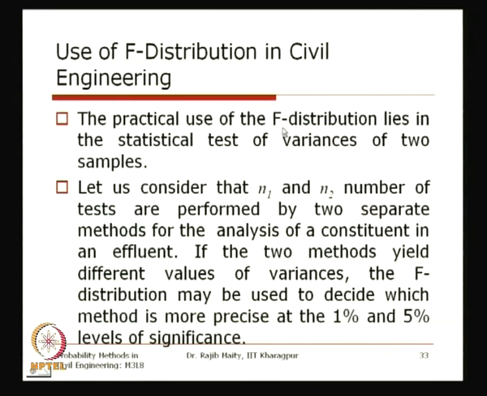The practical use of the F distribution lies in the statistical test of the variance of two samples. Let us consider that N1 and N2 numbers of tests are performed by two separate methods of analysis of a constituent in an effluent. If the two methods yield different values of variance, the F distribution may be used to decide which method is more precise at the 1% or 5% level of significance. This level of significance, and which one is standard, will be discussed in more detail in the subsequent module, the last module, module 7, when we discuss statistical tests.